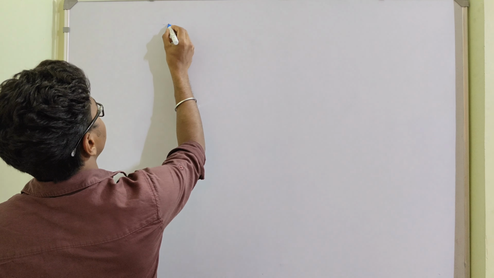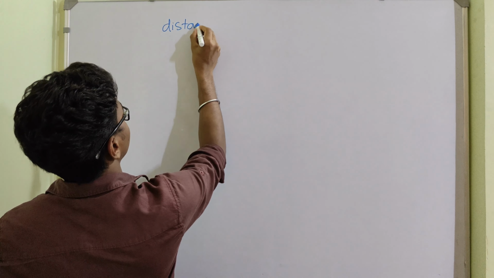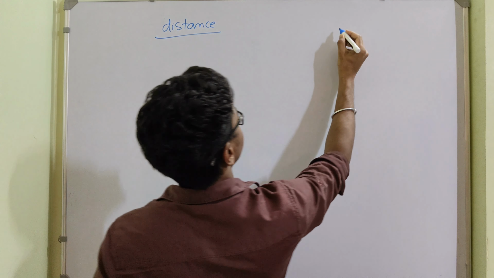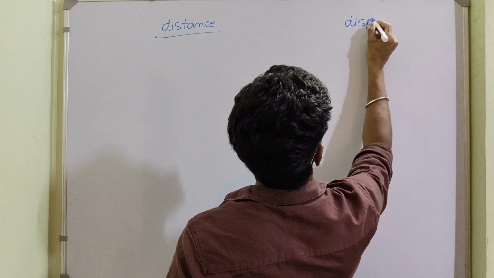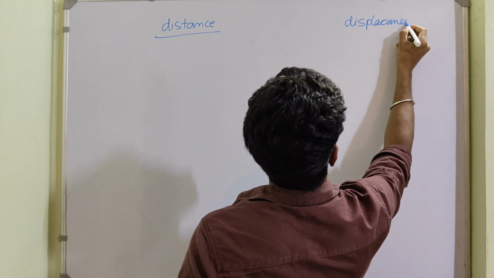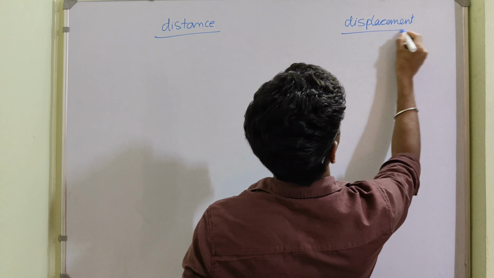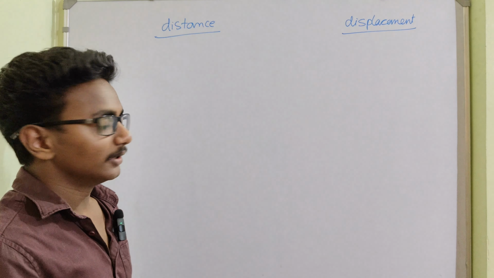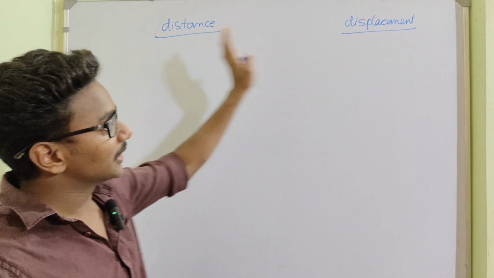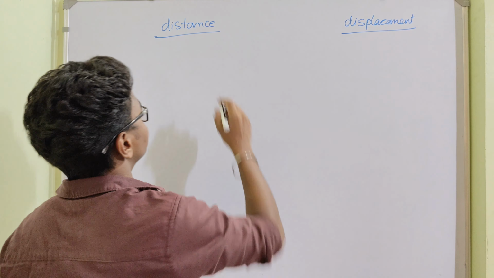In the last video, we discussed scalar and vector. In this video, we are going to discuss distance and displacement. Distance is a scalar quantity, displacement is a vector quantity.